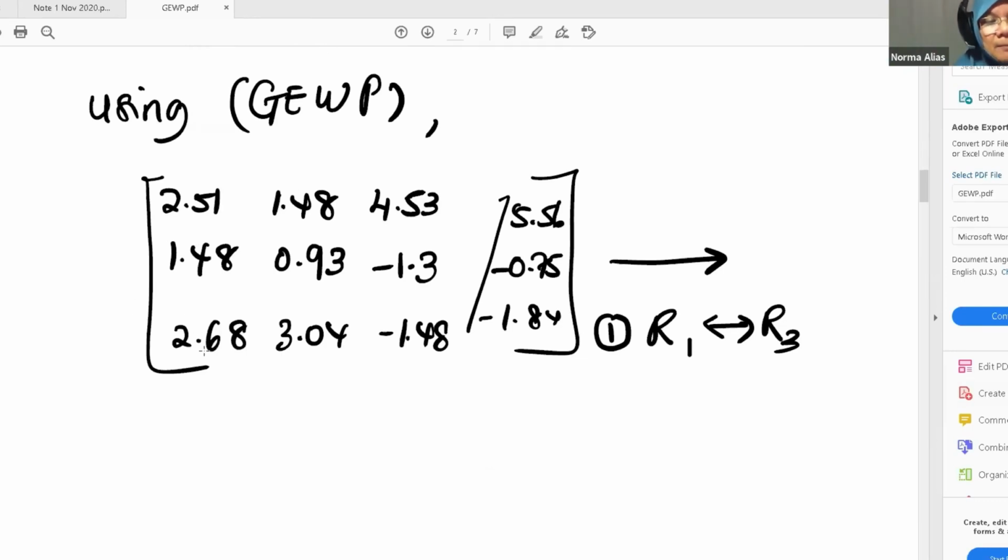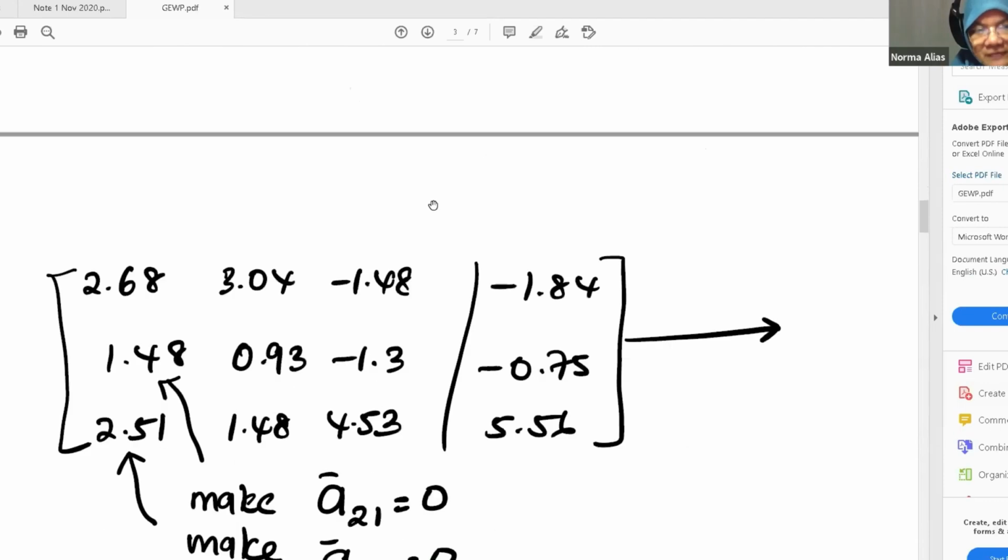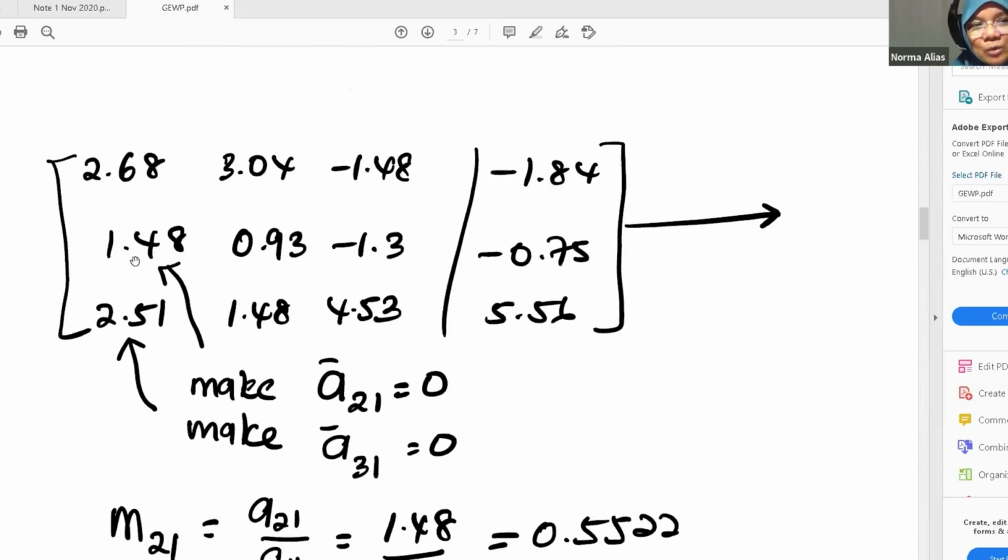So now row 2 stays as row 2, row 3 becomes row 1 and row 1 becomes row 3. Change row. Why? Because we want to make sure that A11 is always the biggest in absolute value. So I changed row 3 and row 1. I have changed the row already, and it is okay because A11 is the biggest value.